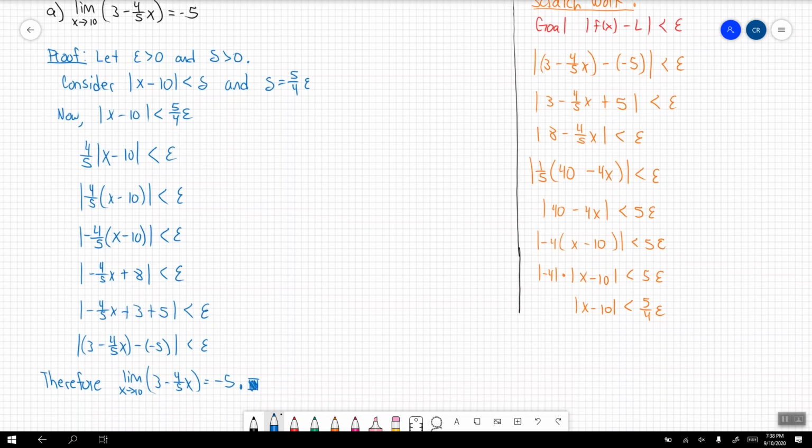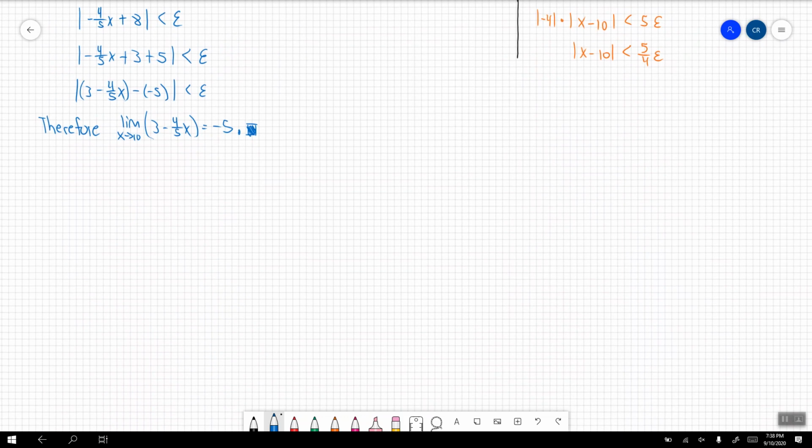So let's look at one more type of proof, and this is going to be part B. So for part B, we want to show that the limit as x is approaching 2 for the polynomial x squared plus 2x minus 7 is equal to 1. We want this specific proof.